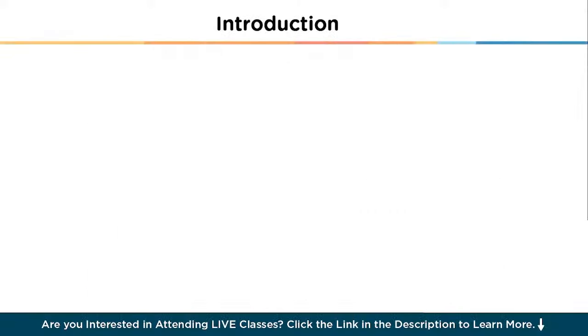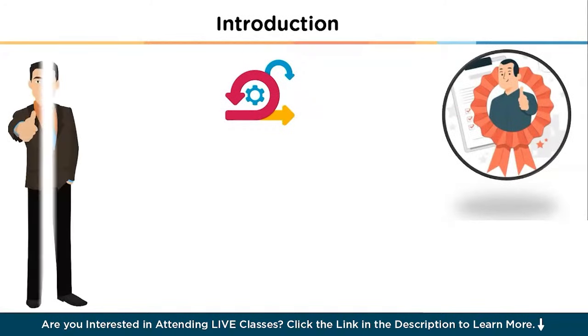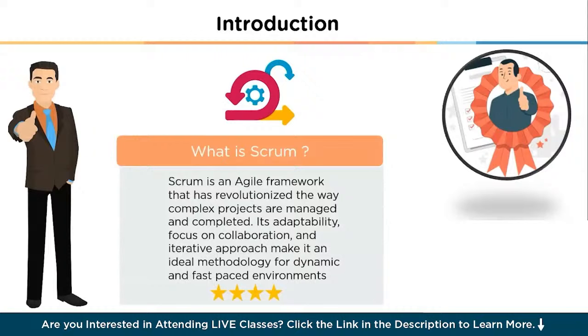So guys, what is basically Scrum? Scrum is an agile framework that has revolutionized the way complex projects are managed and completed. Its adaptability, focus on collaboration, and iterative approach make it an ideal methodology for dynamic and fast-paced environments. While Scrum is most commonly associated with software development, its principles and practices can be applied to various industries to enhance efficiency and product quality.